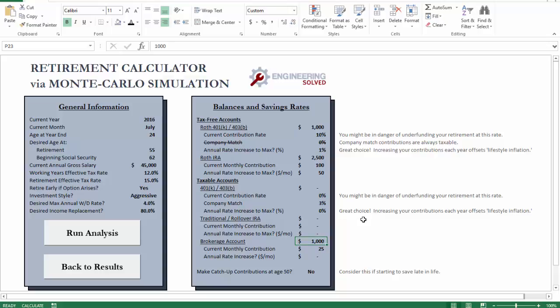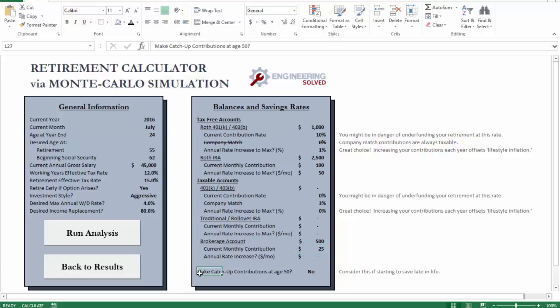And then this is a brokerage account. Me personally, I don't consider this as part of my retirement, but you may want to. Let's say you have $500 in there just as some play money. And then you add in $25 a month to buy a stock or two, whatever you want. So let's leave that at that.